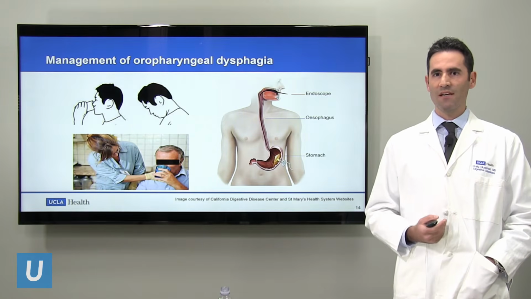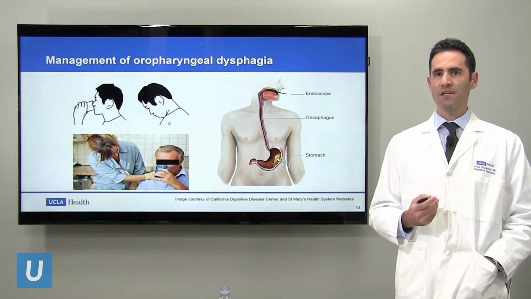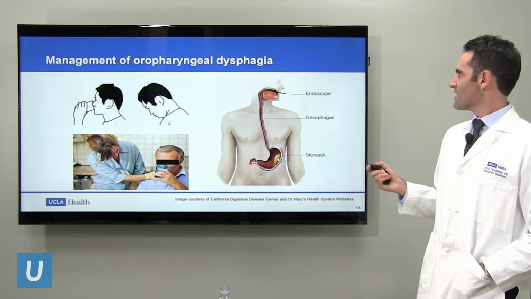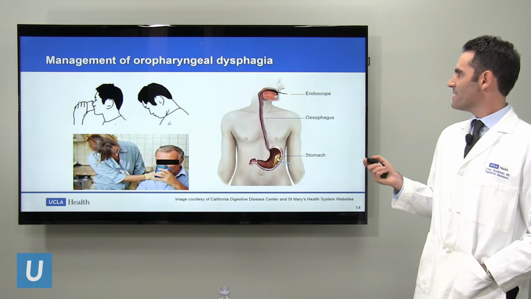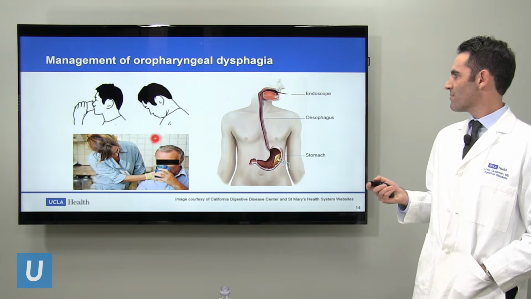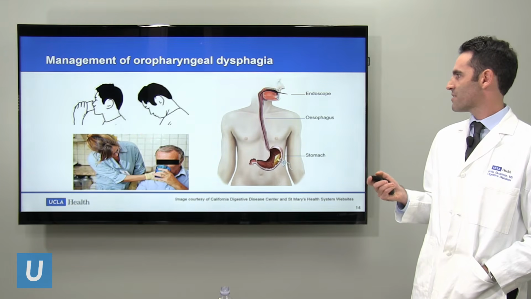For example, we know that thickened liquids may be easier to swallow than thin liquids. So while we're treating the cause of oropharyngeal dysphagia, in the meantime, the speech and swallow therapist can help with some simple lifestyle and dietary modifications.